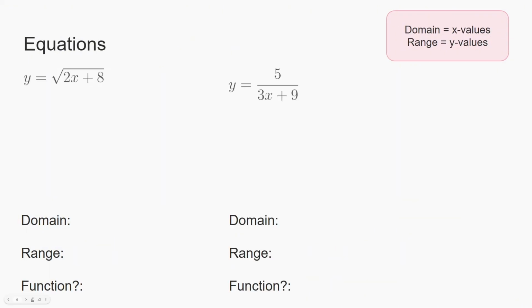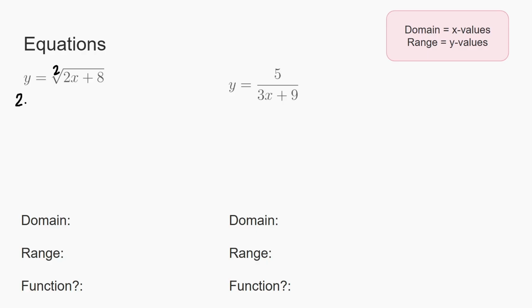Now, let's take a look at some equations. Our first one is going to be y equals the square root of 2x plus 8. We have to think about whether there's any restrictions between the domain and range. In this case, there is, because we have an even square root here, which means this 2x plus 8 needs to be non-negative, because anything in a square root needs to be greater than or equal to 0.